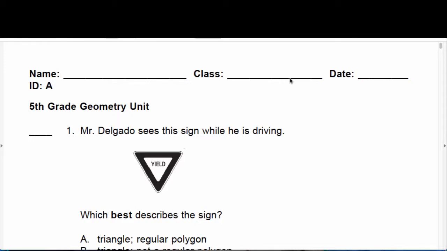This is the 5th grade geometry unit assessment. Please make sure to write all of your answers and show all of your work. Also be sure to bubble in your answers on your answer document. Let's get started.